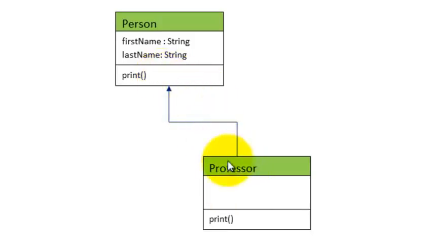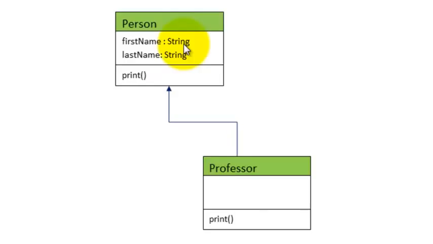In this case, Professor inherits the state from Person, which is first name and last name. So when we create an object of Professor, we have access to the first name and last name. We don't have to create it again. The Professor here is called the child class, and Person is called the parent class, and we also refer to this as the subclass, and this one as the superclass. Many different names.